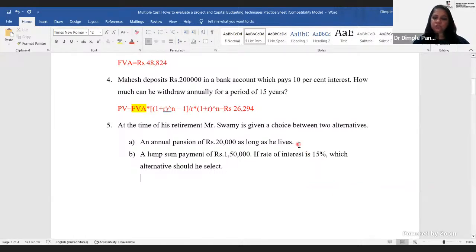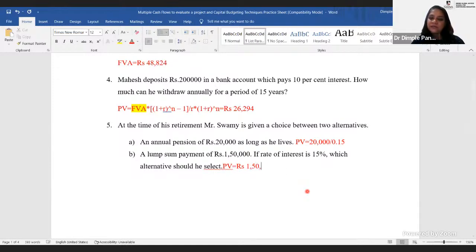So which concept would you use here? Perpetuity. So can I say, what is the amount I should invest today? So that basically I'm getting this amount from the insurance company. Should I tell the insurance company to give me 20,000 for the number of years that I'm going to survive? Or should I tell the insurance company to give me 1,50,000 today? Which one would you suggest?